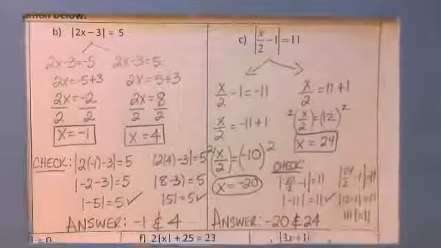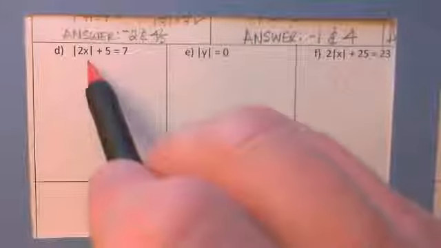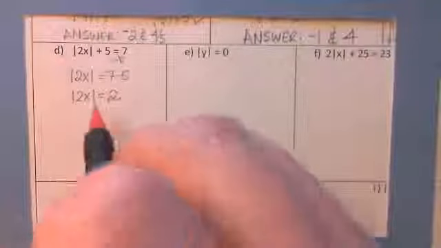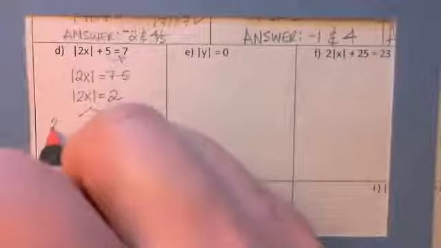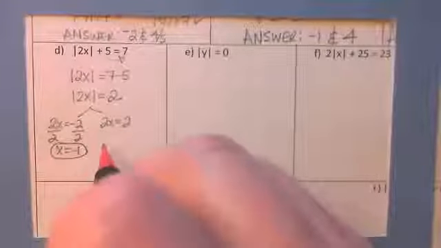Alright, let's continue on to the next problem. If you notice in this problem, the absolute value is not by itself, so first order of business is to move that 5 to the other side. There's going to be the absolute value of 2x, and we move the 5 to the other side, so it'd be 7 minus 5. So this would be the absolute value of 2x equals 2. Now that the absolute value is by itself, we're going to have 2x equals negative 2, and here we have 2x equals 2. So we divide both sides by 2. X equals negative 1 here, and here we divide by 2, x equals 1.